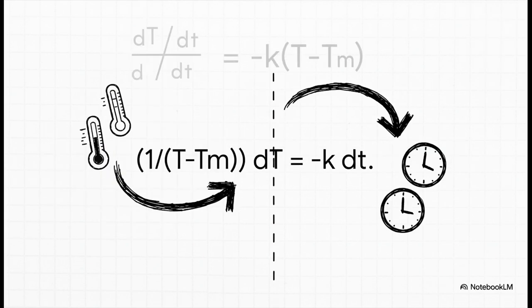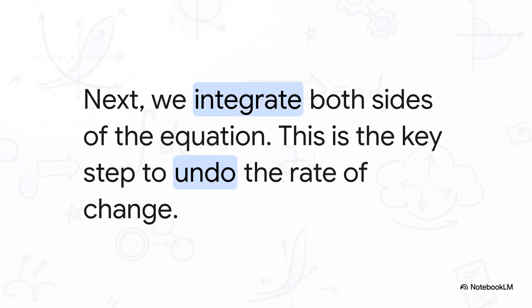First things first, separate. We're going to treat that whole T chunk as our temperature term and divide it over to the left side with dT. Then we move the time term, dt, over to the right. And just like that, all the T's are on the left, all the t's are on the right. Step 1 is done.